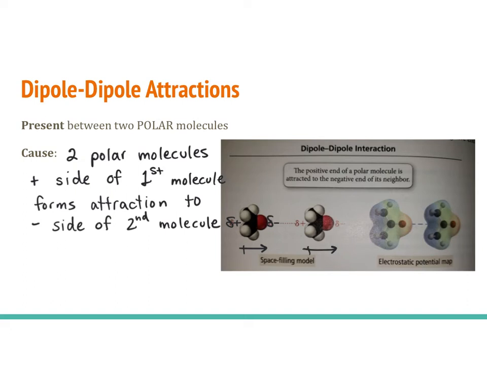They both have a positive and negative side, so the dipole-dipole attraction is happening right here, where the negative side of the first molecule attracts the positive side of the second molecule. This is a different picture of the same thing. It's called an electrostatic potential map, and what you're seeing is that this red area is more electron rich, and the blue area is more electron poor, or more of a positive side. And so you can see the negative side of this molecule attracts the positive side of this molecule.